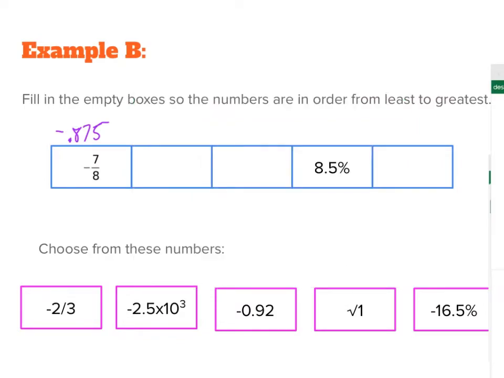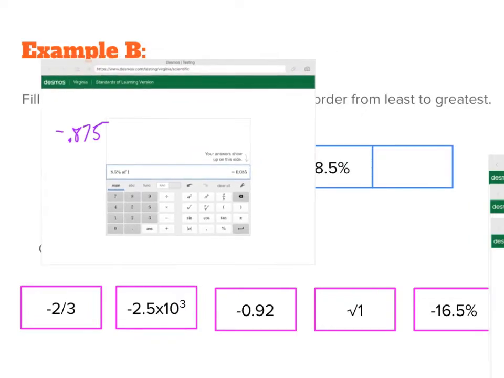The next number that we have to bring in is 8.5%. So again, I can move my decimal 2 places to the left, or if I've forgotten that trick, I can bring my calculator in. Type 8.5% of 1, and when I do that, it will tell me that it is 0.085. So again, I can keep track of that by writing it right on top.